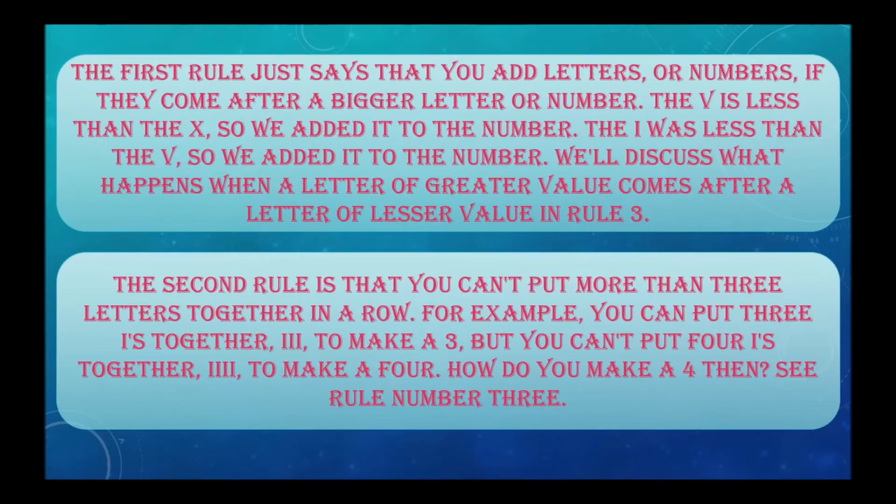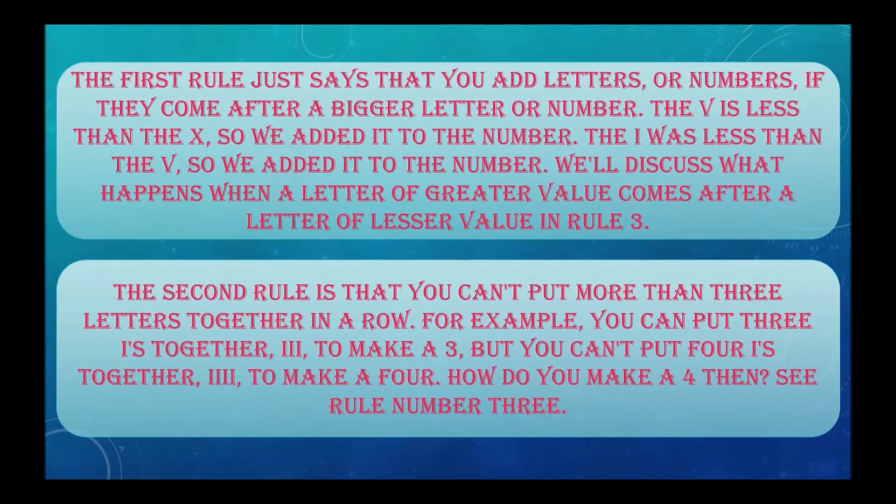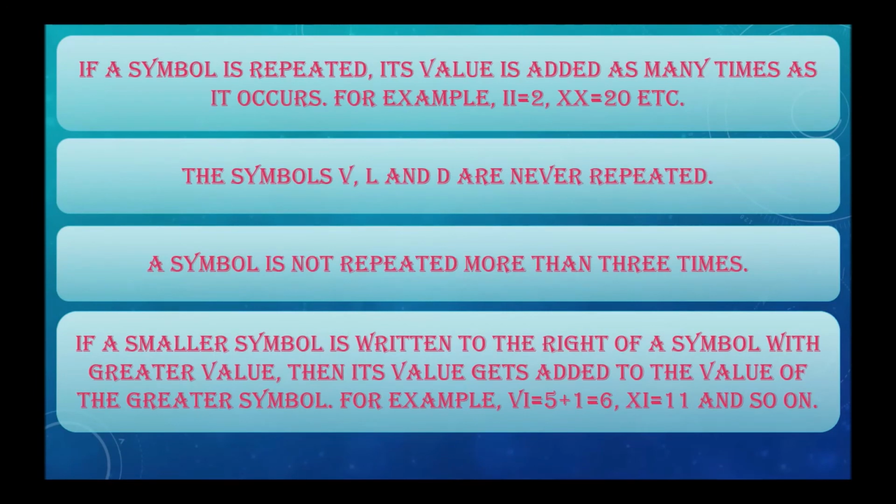The second rule is that you can't put more than 3 letters together in a row. For example, you can put 3 ones together, that is III, to make a 3, but you can't put 4 ones together to make a 4. How do you make a 4 then? See rule number 3. If a symbol is repeated, its value is added as many times as it occurs. For example, II, so that is 2. XX, that is 20, and so on.